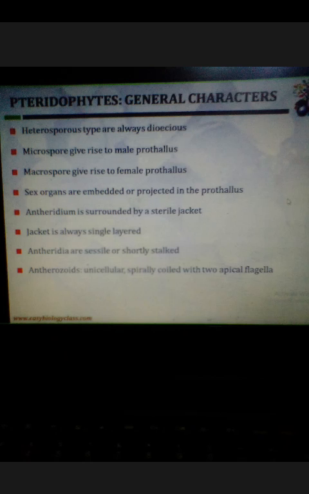Antheridium is surrounded by a jacket cell. You have already seen this in bryophytes. The jacket is always single layered. Antheridia are sessile or shortly stalked. They have a very small stalk. Antherozoids are unicellular, spirally coiled with two apical flagella. This is one of the most important facts you need to remember, which kind of antherozoids are there. You have found in bryophytes they are biflagellate, but here they are unicellular, spirally coiled with only two apical flagella.